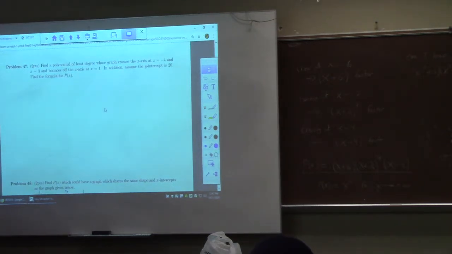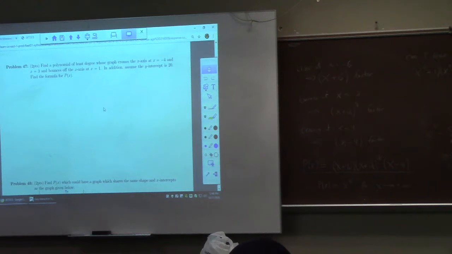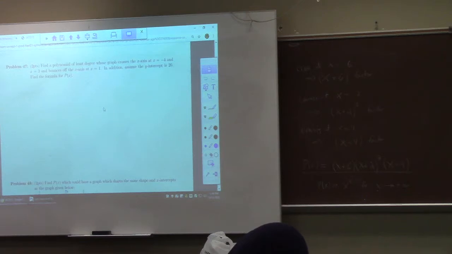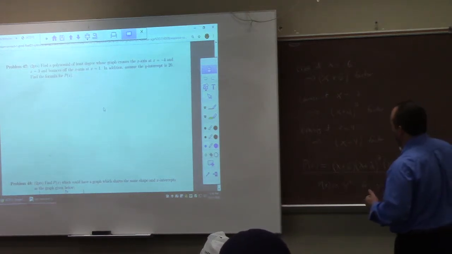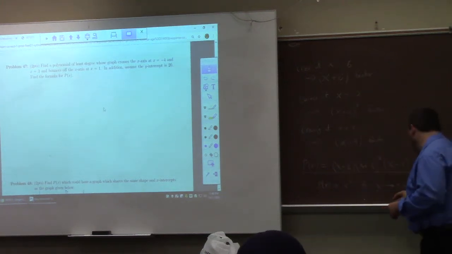Let's see here. How about problem 47? Find... in addition, the y-intercept is 20, right? So let me work a similar but different problem. It is very much the same thing, but there's a new player, right? That y-intercept. So no, we cannot do that.